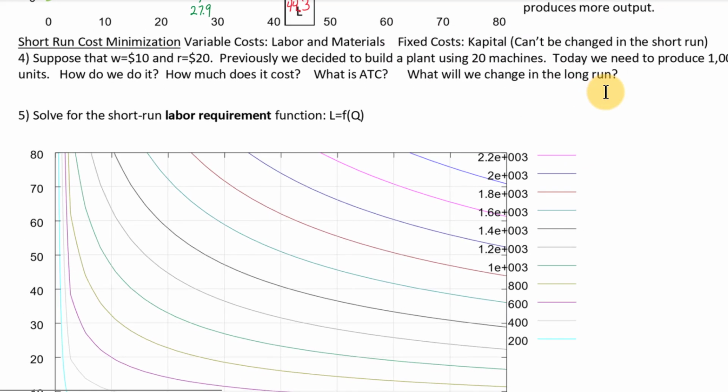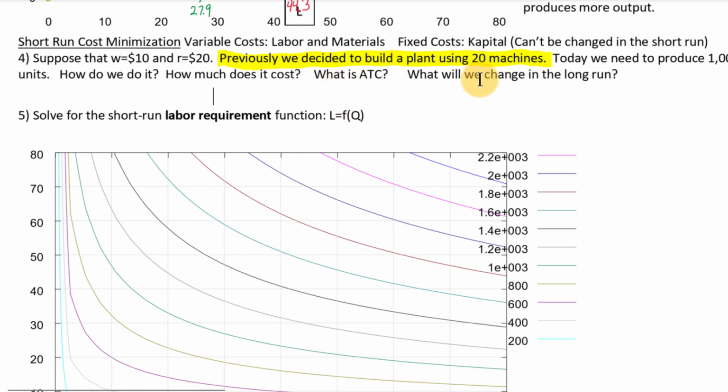So here is our problem. We have to tell you how many machines we have because that's not a variable. It's fixed. So previously, we decided to build a plant with 20 machines in it. That's what we've got. So K equals 20. It's not a variable. Today we need to produce 1,000 units of output. How do we do it? How much is it going to cost, and what's the per unit cost, the average total cost?